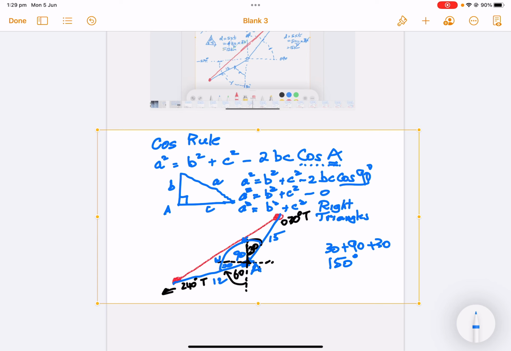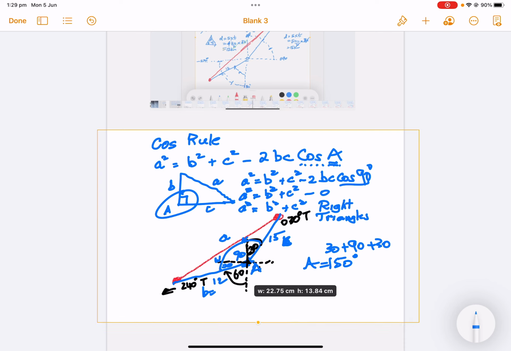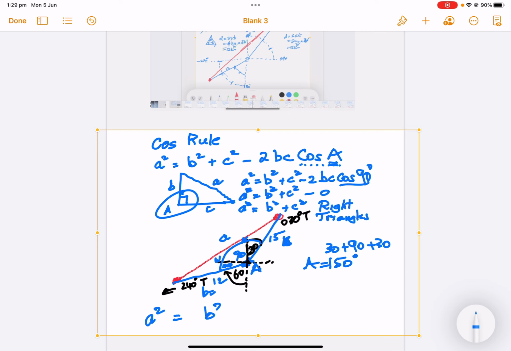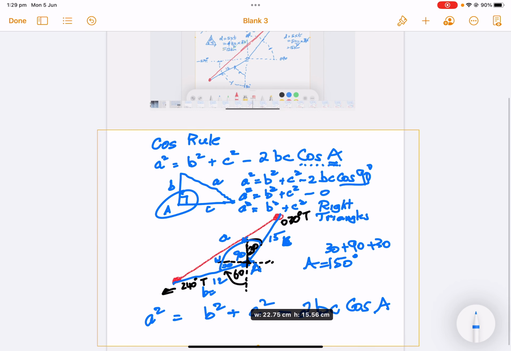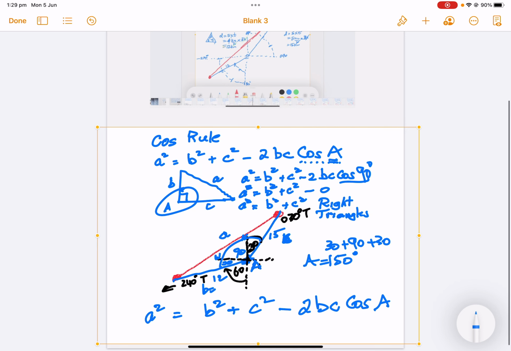And that's where I'm going to put capital A. A is 150. Before, A was 90 degrees, but here A is 150. Now B is 12, and let's make C 15. Now here's where my cos rule kicks in. A squared equals B squared plus C squared minus 2BC cos A. It's a bit different from the other method that I chose to solve this.